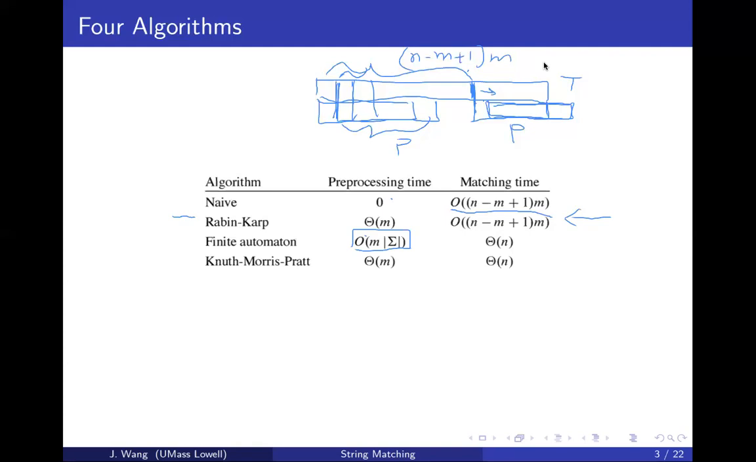Finally, we're going to look at the Knuth-Morris-Pratt, or KMP, algorithm. This is based on a finite automaton, but its pre-processing time is shorter. And also it has a linear matching time. Okay. So now we're going to start on the Rabin-Karp algorithm.